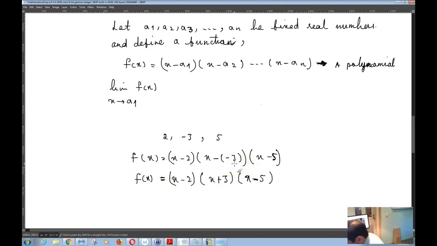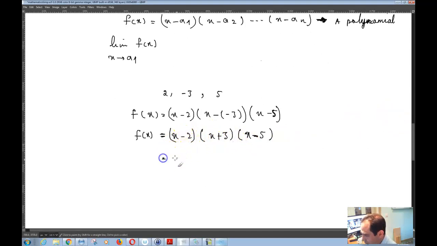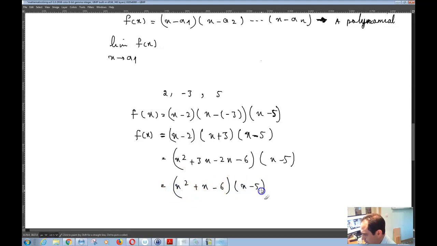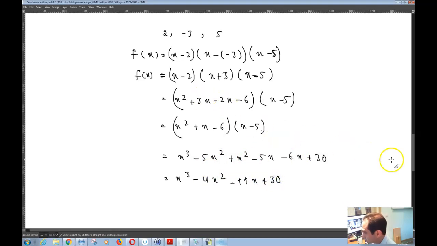And of course you can rewrite this polynomial as, for example, if you multiply these two together, you'll get x squared plus 3x minus 2x minus 6 times x minus 5, which is equal to x squared plus x minus 6 times x minus 5, which is equal to x cubed minus 5x squared plus x squared minus 5x minus 6x plus 30, which is equal to x cubed minus 4x squared minus 11x plus 30. So this would be your polynomial.